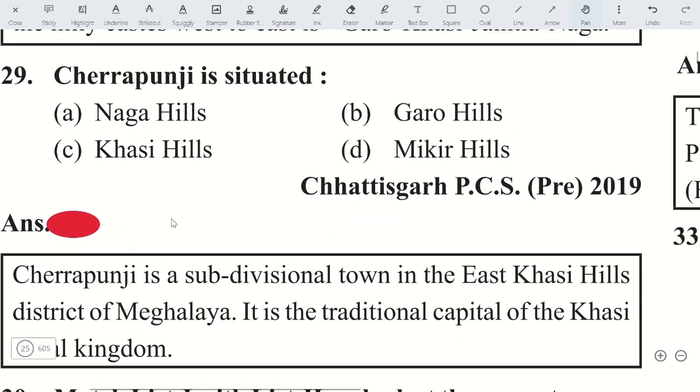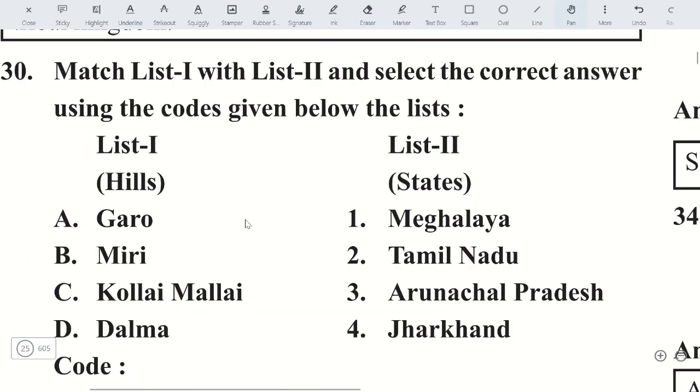Cherrapunji is situated in the Khasi Hills. Let's move on to the next question.